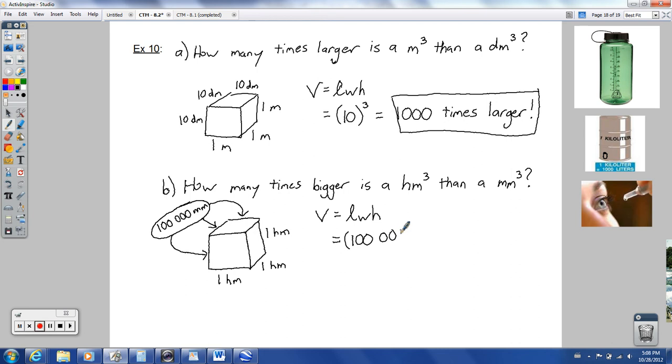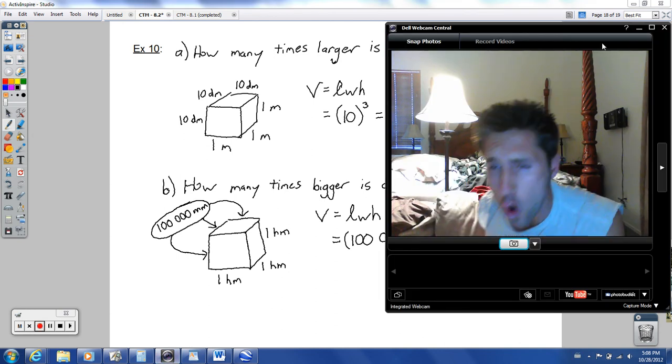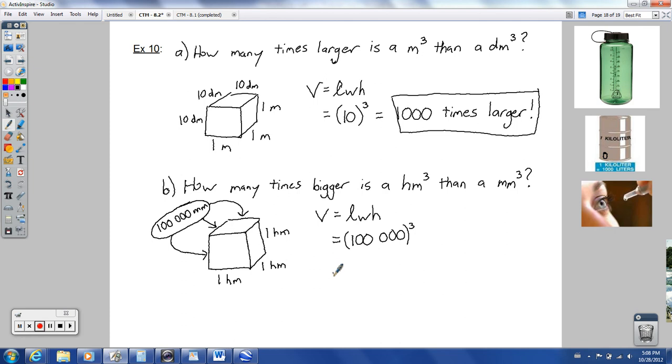times itself 3 times. And so originally you might have been saying, oh, it's 100,000 times bigger. That's a lot bigger. Whoa. Hold up. Not even close. This is 100,000 times itself 3 times. So we have a 1, and then 5 zeros times 5 more zeros times 5 more zeros. That would be 15 total zeros.